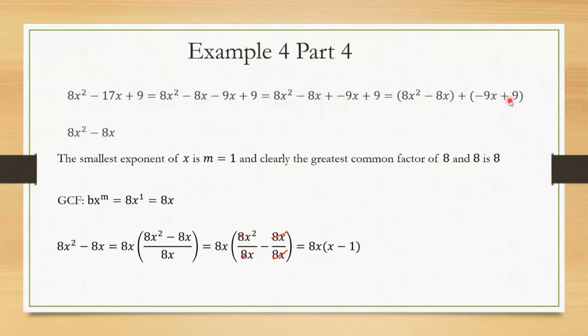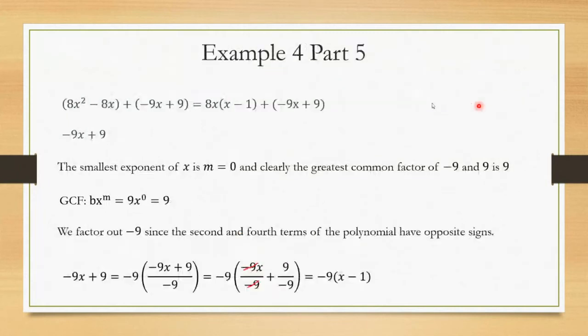But we want to also factor the second group. So I replaced the first group with what we just got. I put it in. Notice also the second and the fourth term here have opposite signs. Thus, we must factor out a negative from the second group. We get the GCF, but then we factor out its negative.